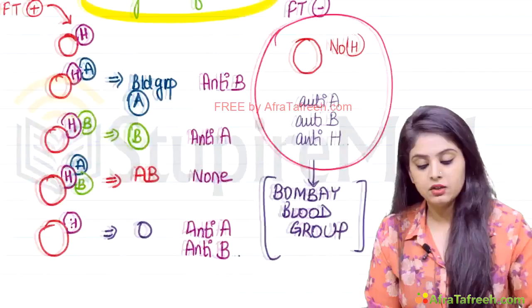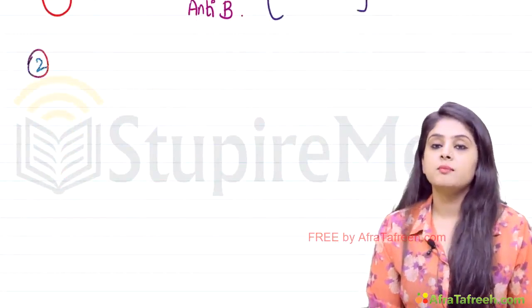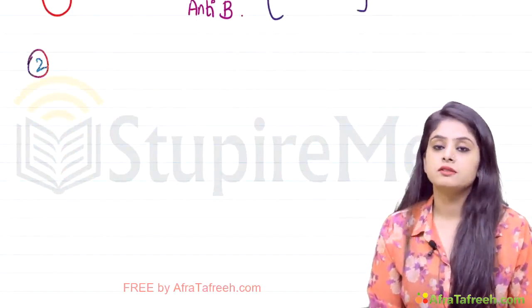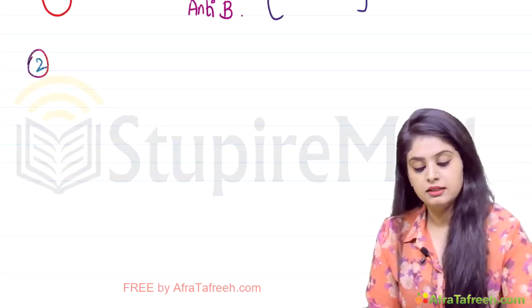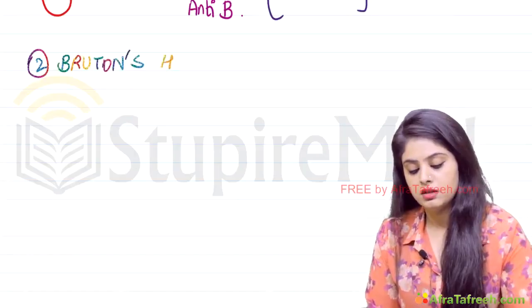The second clinical correlate, students, that we need to know, remember we discussed something called opsonization. So this is to do with that. The name of the disease is known as Bruton's hypogammaglobulinemia.